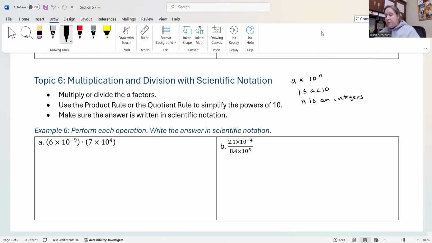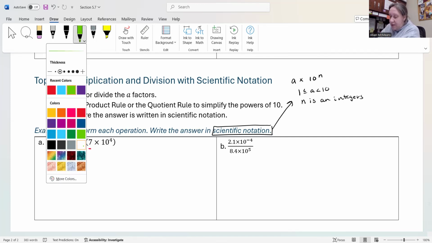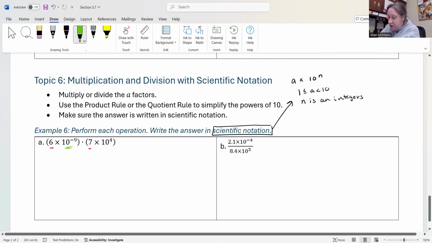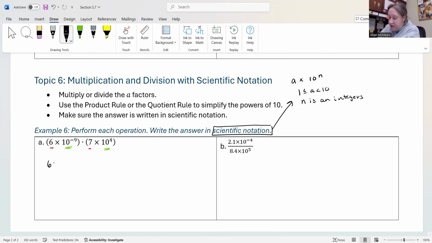So for example 6, it says perform each operation, write the answer in scientific notation. So we need to double check and make sure that our answers are in this format. We have 6 times 10 to the negative ninth times 7 times 10 to the fourth. I want to take the a factors and multiply those, and then take the power of 10 factors and multiply those, so we'll have to use the power rule. I'm going to rewrite this as 6 times 7 times 10 to the negative ninth times 10 to the fourth. Well, 6 times 7 is just 42.